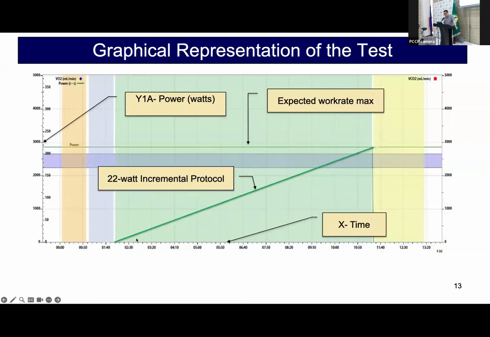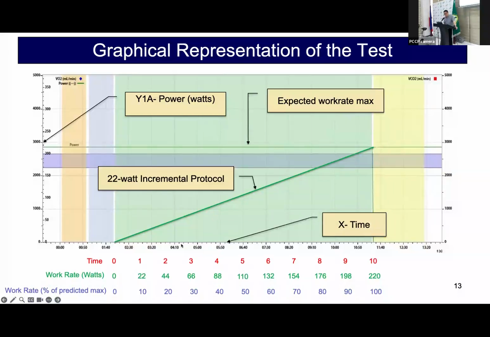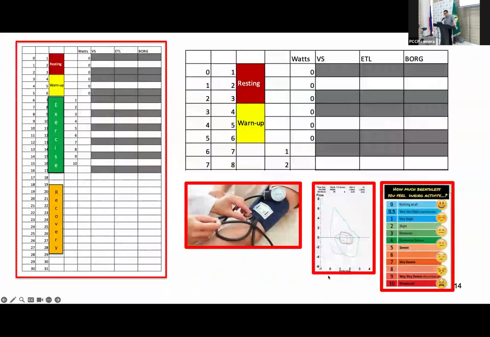And we challenge the patient with a gradually increasing work rate of 22 watts. So by 10 minutes, he's maxed out. Okay. And for the x-axis, we can either use time, the work rate in actual values, or the work rate in percent predicted maximum, that's 0 to 100%.